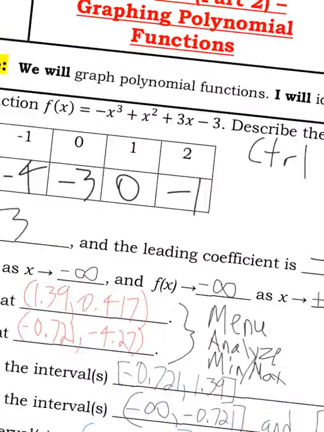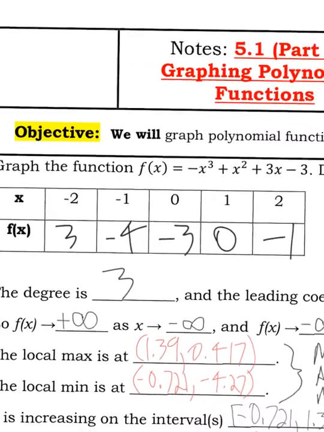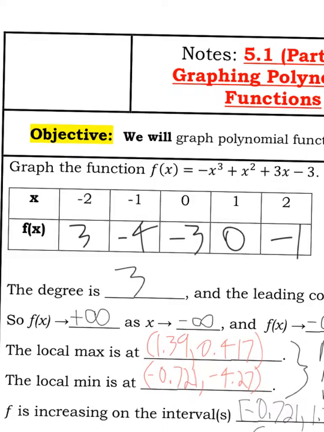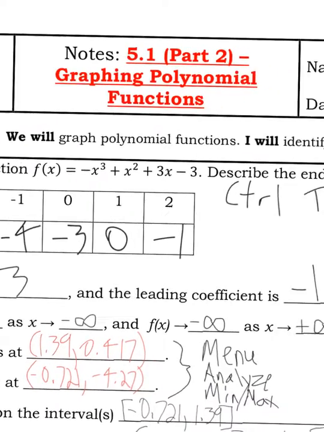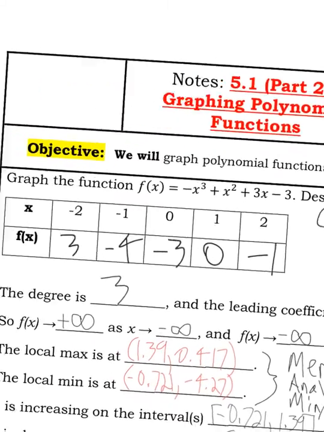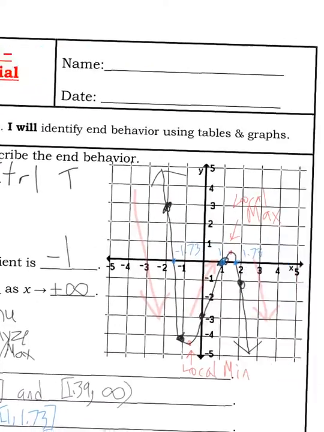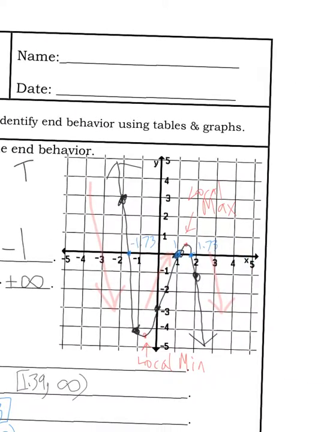I'm going to start by graphing this function. I need some points to graph to give me the basic shape of the graph. The x values are given to you. All you have to do is plug them in and press Control T to get these points. Write them down, and then plot them on the graph here. I plotted them, they're all the black dots.